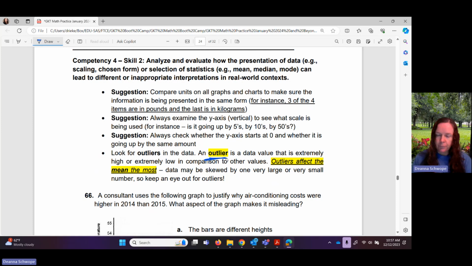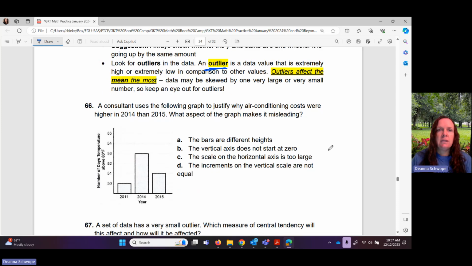An outlier is a data value that is either extremely high or extremely low in comparison to the other data. Outliers affect the mean. So I want you to remember that. This is something that you probably need to memorize. Outliers, if they're there, they affect the mean. Data may be skewed by one very large or very small outlier.